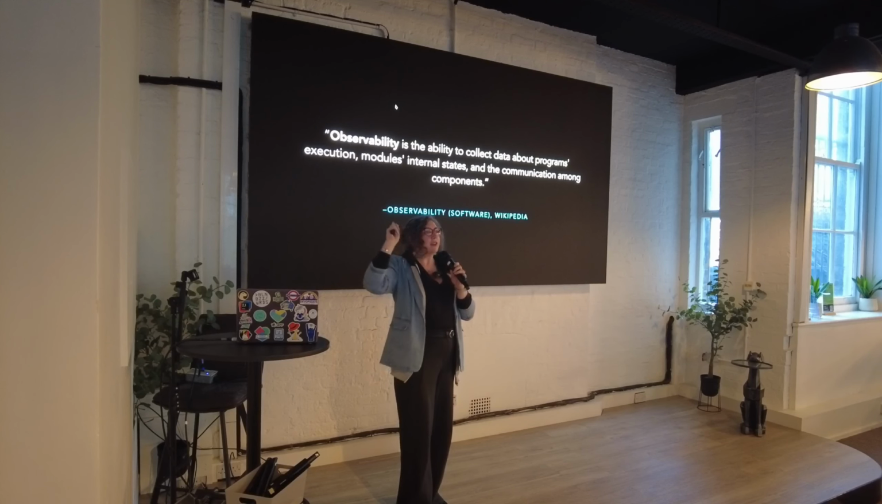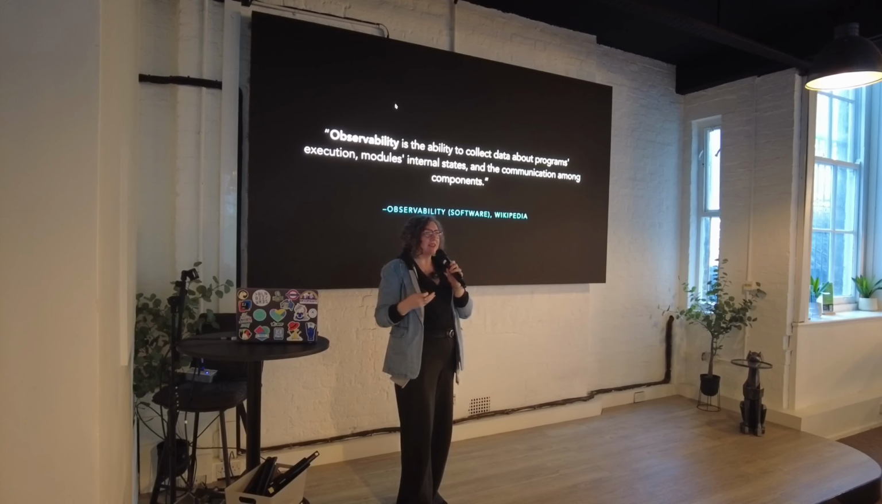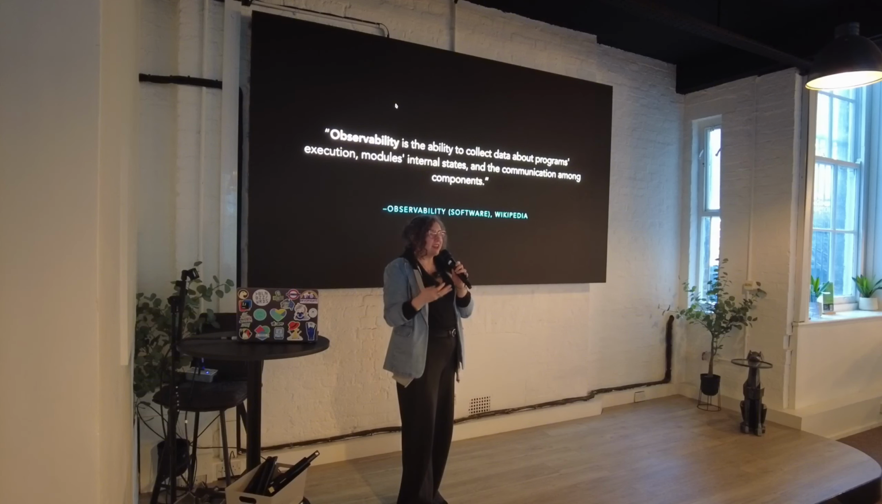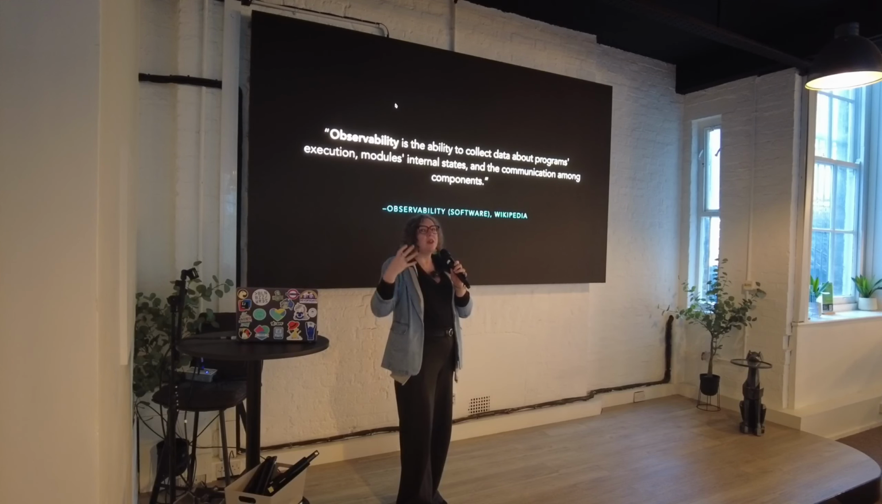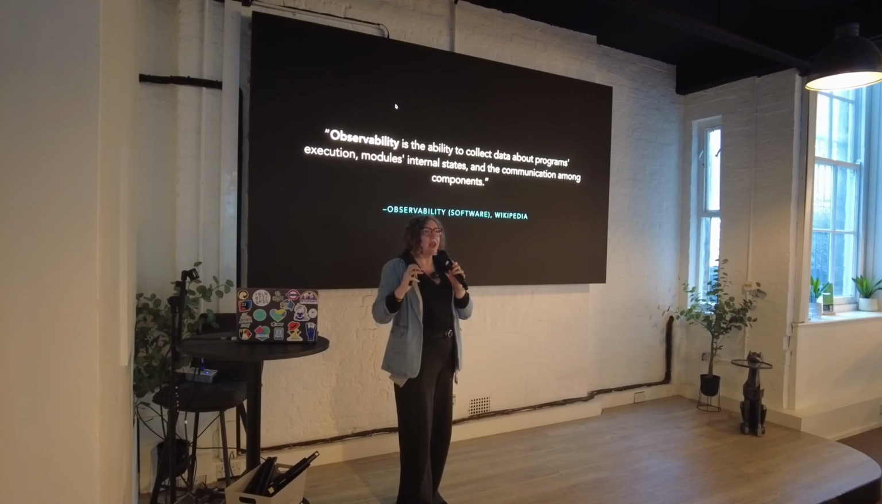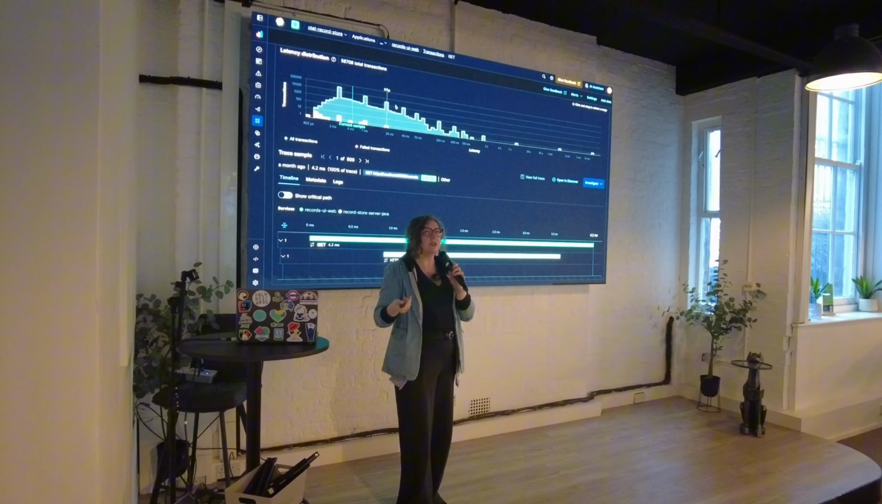This is the official definition from Wikipedia, and the main things it's talking about are what's happening in a program's execution and what internal states we're seeing. Also, if we think about more complex architectures, maybe running multiple services in Kubernetes, then we've got this communication element, and we need to see how each of these individual elements communicate together. And all of these things we can basically see through observability platforms and through telemetry.